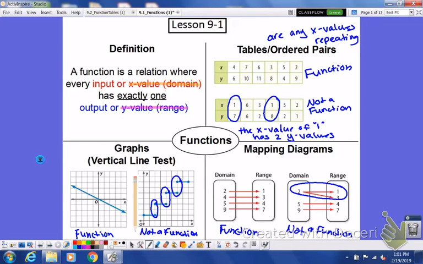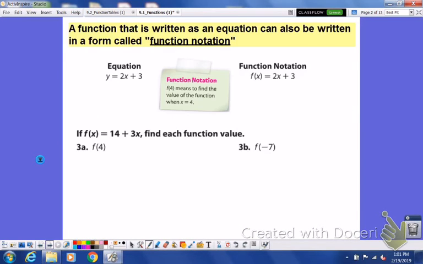Okay, so now that we've looked at the definition of function and some different representations, we're going to start using them. So a function that is written as an equation can also be written in a form called function notation. So last chapter you would have seen y equals 2x plus 3. Normal equation. This time we are going to replace our y with our f of x. So f of x equals 2x plus 3. Notice our sticky note here. F of 4 means to find the value of the function when x equals 4. So whatever is inside your parentheses, that is your x value.